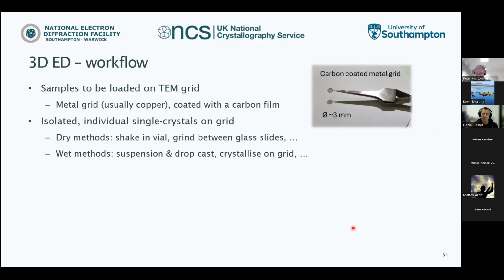You can grind the particles between glass slides and then dab the grid lightly in the solid. You can make suspensions and then drop cast the suspension on top of the grid. So then just leave a drop of your suspension on here and let the liquid evaporate. Whichever way leads to a good dispersion.